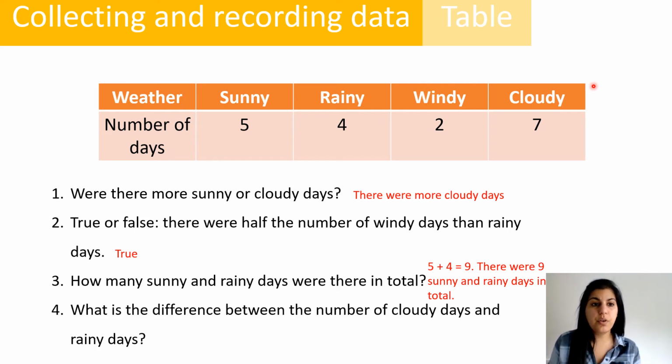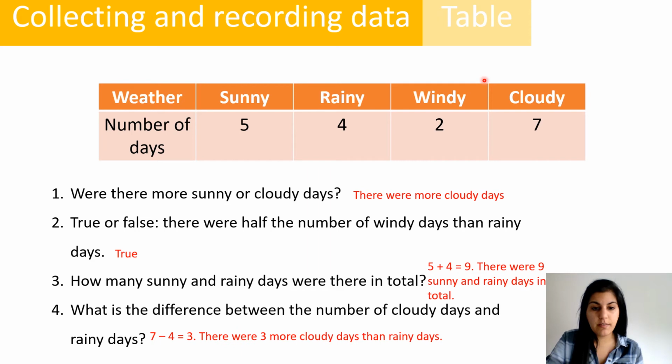And number 4, what is the difference between the number of cloudy days and rainy days? So I'm comparing cloudy, which is 7, and rainy, which is 4. Now again, I need to look at the vocabulary in my question. Whenever it's asking me to find the difference, I should know straight away that that is a subtraction. So I need to do 7 take away 4, which is 3. There were 3 more cloudy days than rainy days.